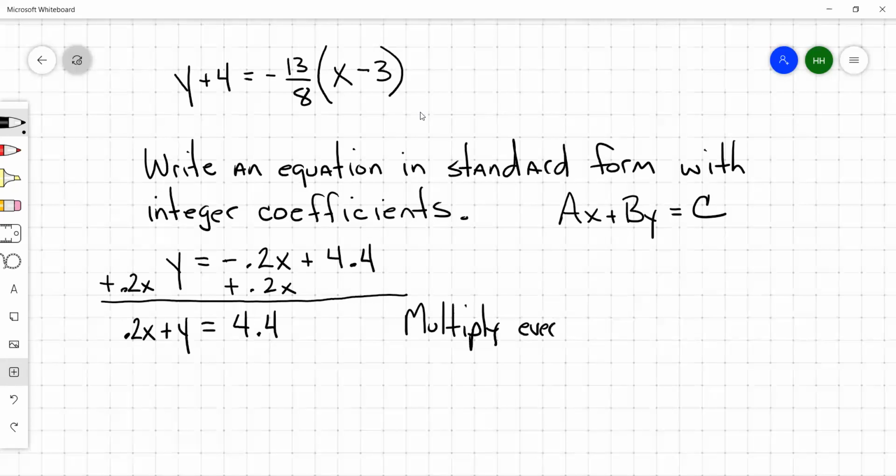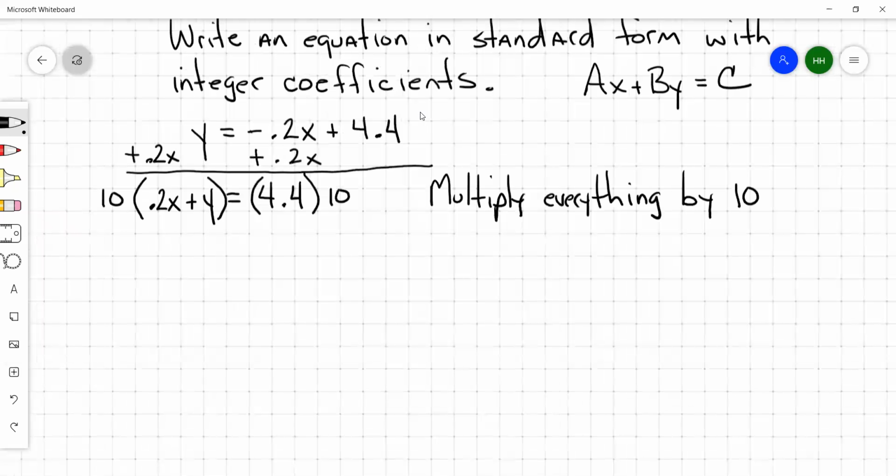Multiply everything by 10. So we take everything on the left side, we multiply it by 10, and we take everything on the right side, and we multiply it by 10. 10 is going to get rid of those decimals. Multiplying by 10 is going to get rid of that tenths position. So 10 times 0.2x is 2x, plus 10 times y is 10y, equals 4.4 times 10, which is 44.